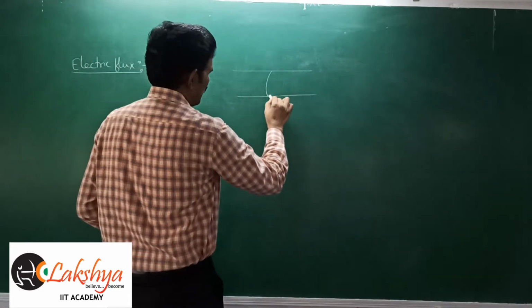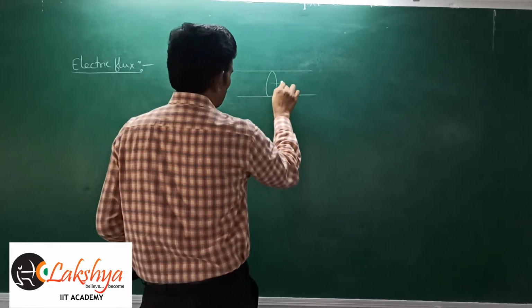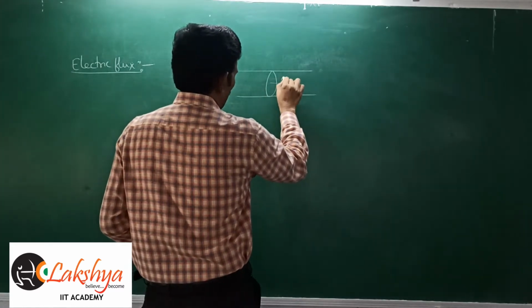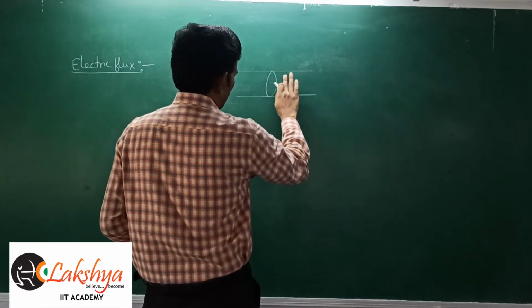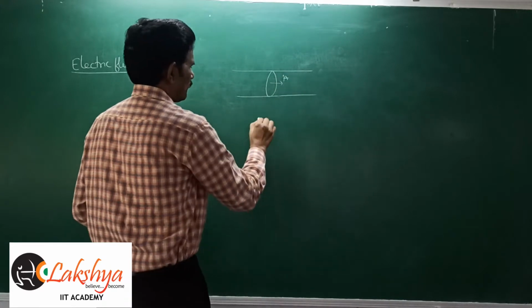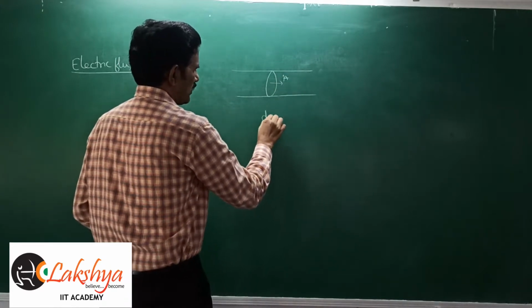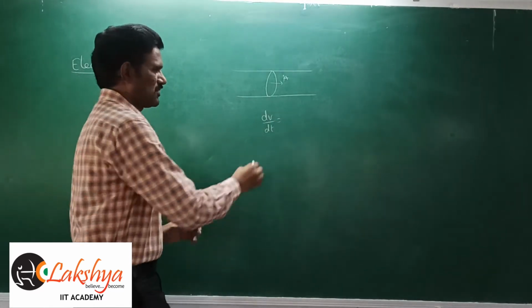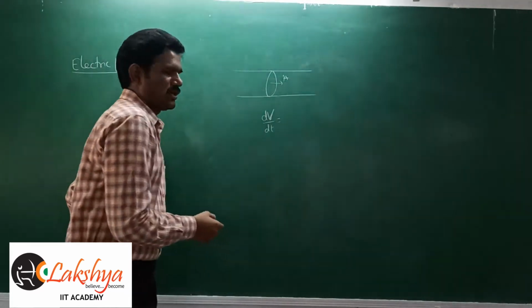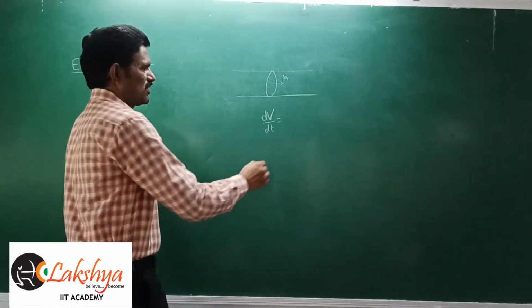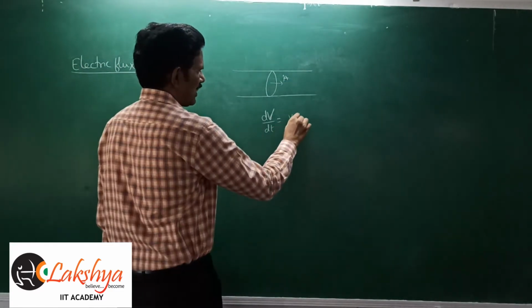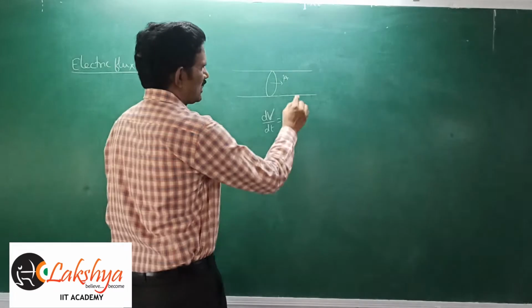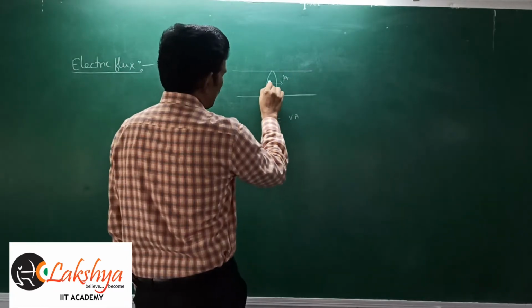Here I am taking the area of cross section of this pipe as A. We can write this flux as the rate of flow of this liquid, that is, the volume flowing per unit time, which we can express as V into A, where V is the velocity in that region.